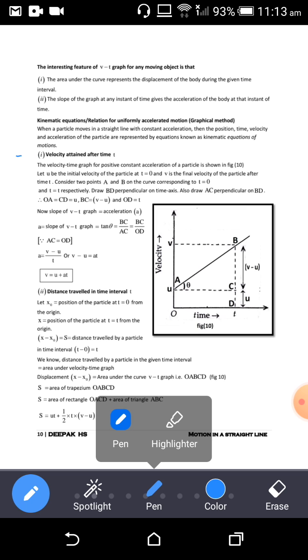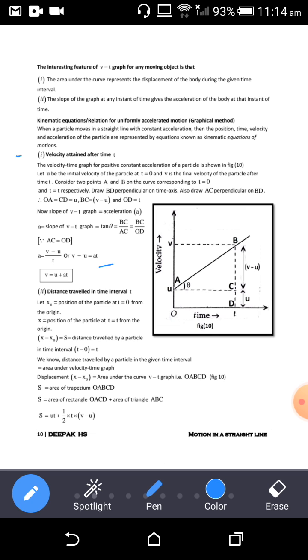The slope of the velocity time graph gives the acceleration. So hence a is equal to BC by OD. BC is v minus u, and OD is equal to t. So hence you can write a is equal to v minus u by t, or it can be written as v is equal to u plus at. So this is the first kinematic equation.